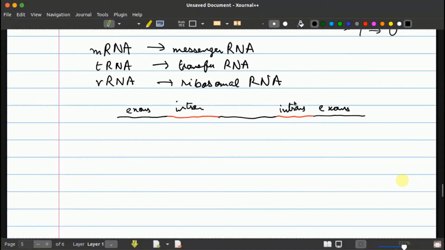So, introns and exons. Now, as Aryan rightly pointed out, these non-coding regions are useless as far as protein making is concerned. No, introns are the non-coding regions. Exons are the coding regions. So they are useless when it comes to protein making. They are not useless in general. They are very important for structural stability of the entire RNA molecule.